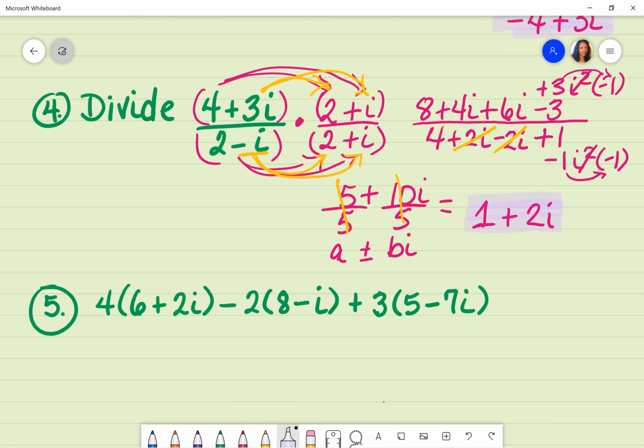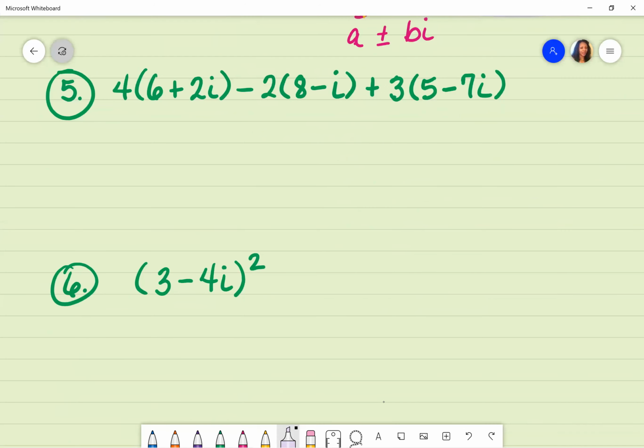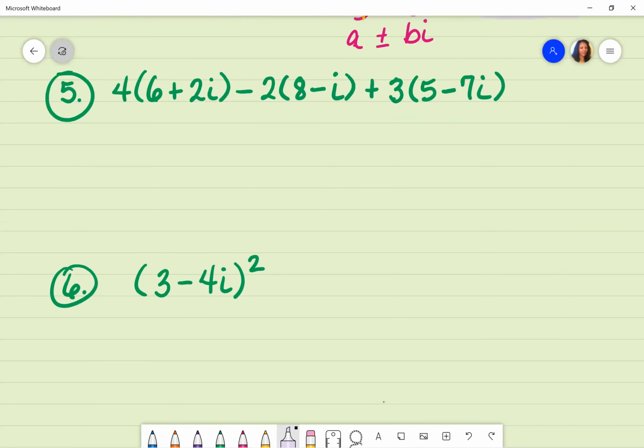You could put this in the calculator, and I will do a video later to show you how to use i's in the calculator and other ways that you can use your calculator to help you with solving problems. So we're still performing multiple operations here. First thing you want to do is distribute.